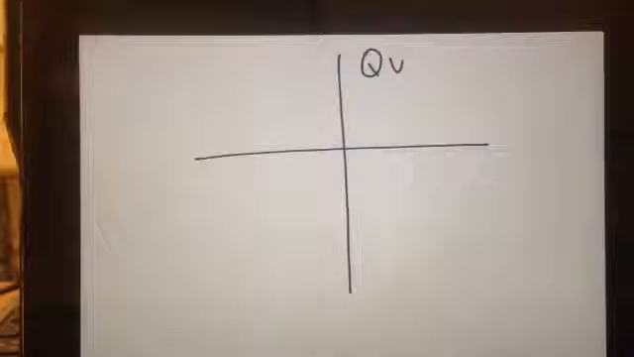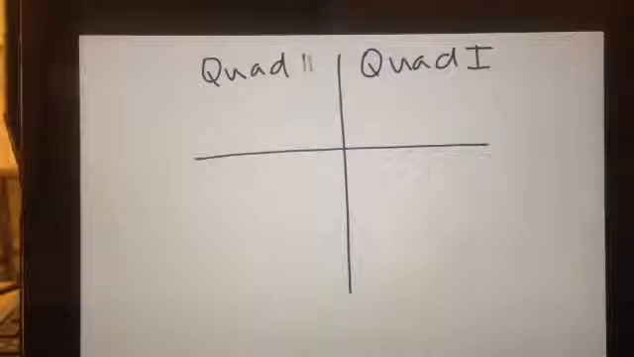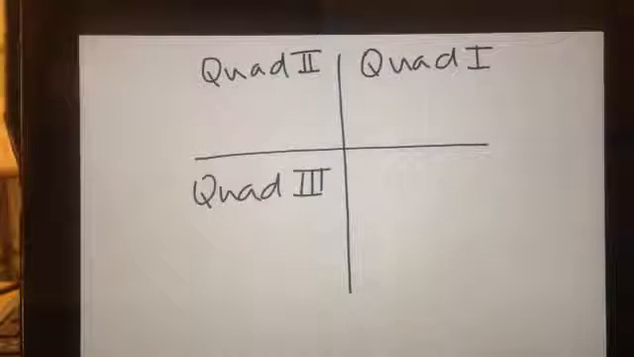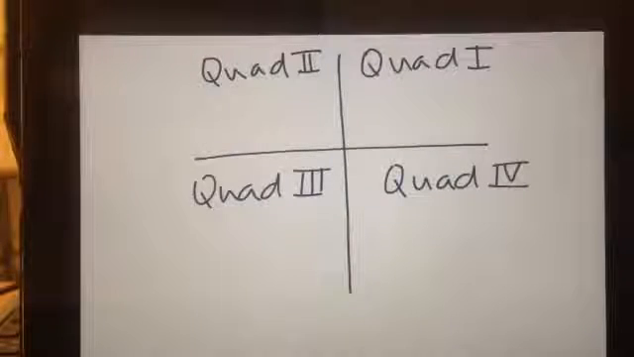Here is quadrant 1, 2, 3, and 4. And first what I'm going to do is just write what we know about our ordered pairs in each quadrant.